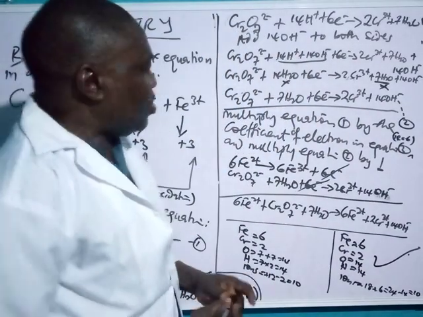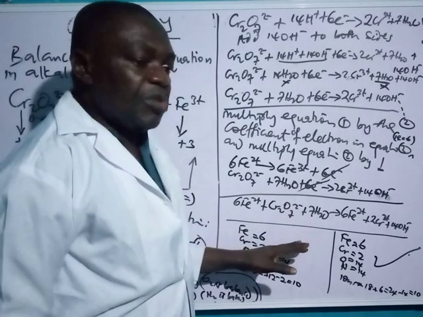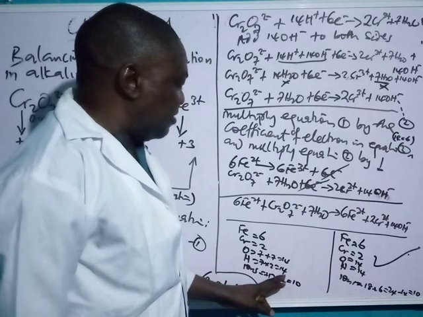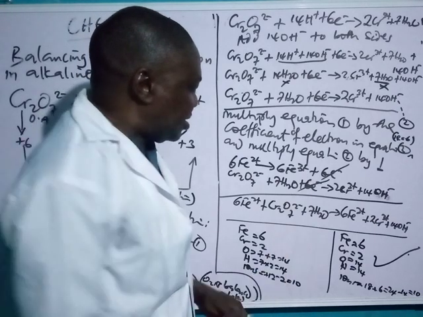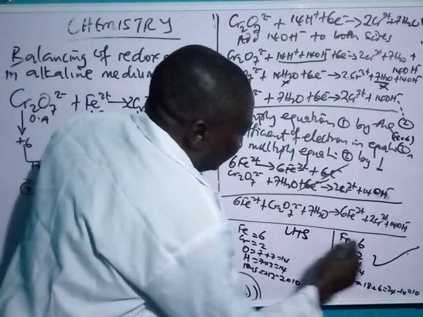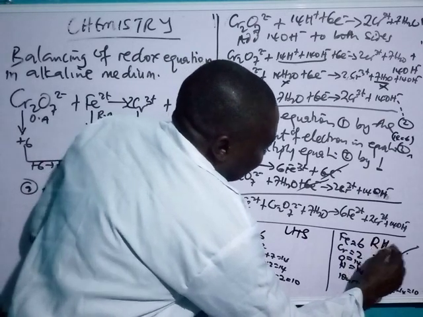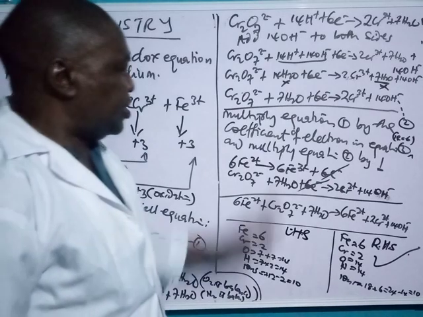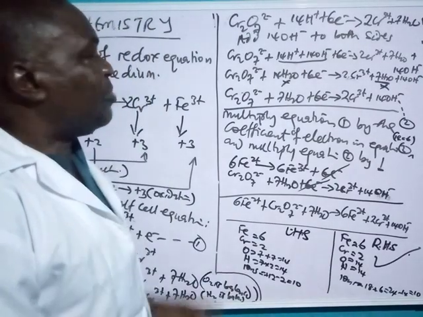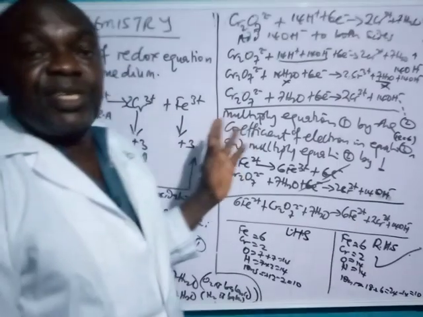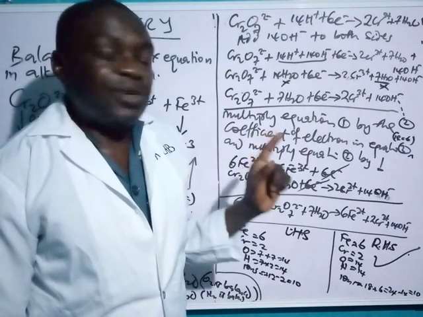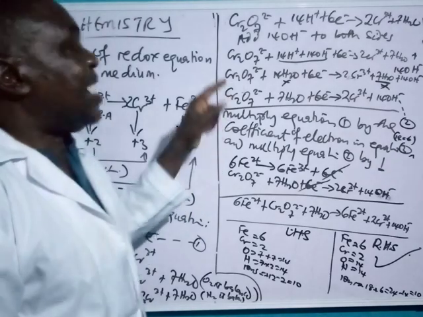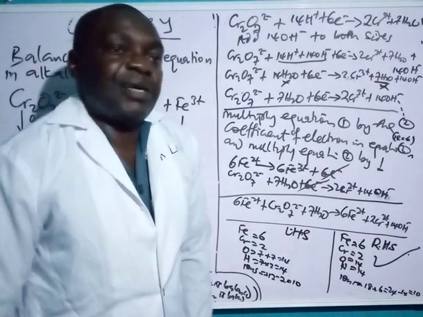Remember, once you have completed your balancing, you may not be too sure until you have cross-checked it. If any of the items on the left-hand side is different from the one on the right-hand side, it means there is an error along the line, in which case you have to go through them again. So as I said earlier, this is a very simple method of balancing redox equations in alkaline medium. Alkaline medium means hydroxide ions must be present, unlike the acidic medium, where hydrogen ions are usually present.